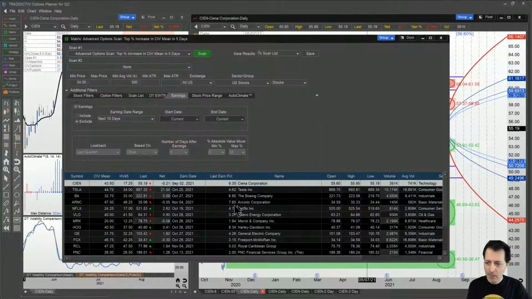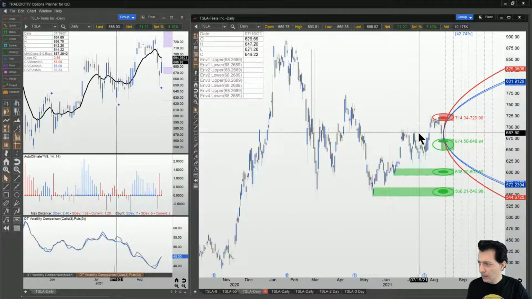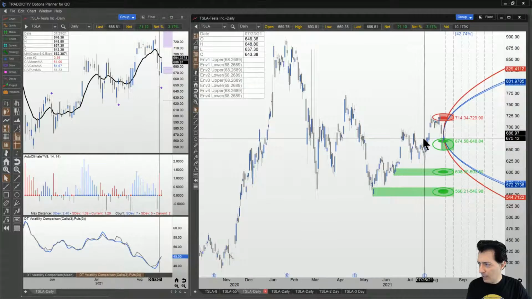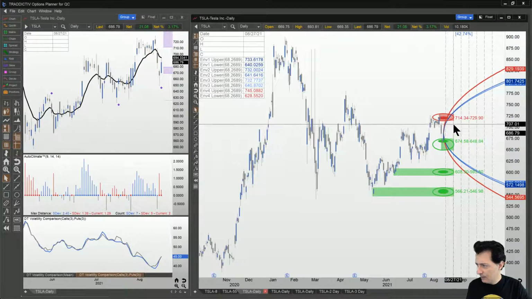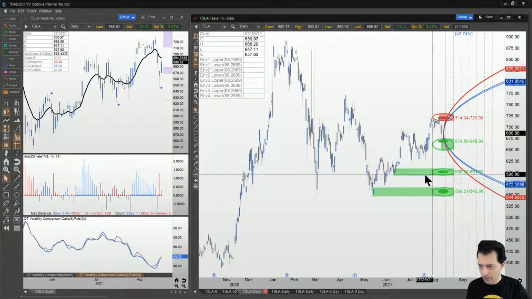Okay, no issue. Let's take a look at Tesla. Tesla reporting earnings on October 20. So let's go ahead and take a look at what is possible with Tesla. Okay, and in this case, you got UFOs there. So this is making it attractive to me to be focusing on September 10 or before. So let's go ahead and focus on that.